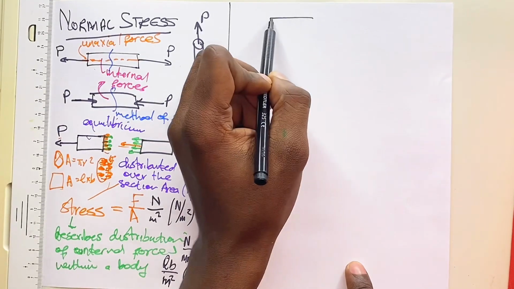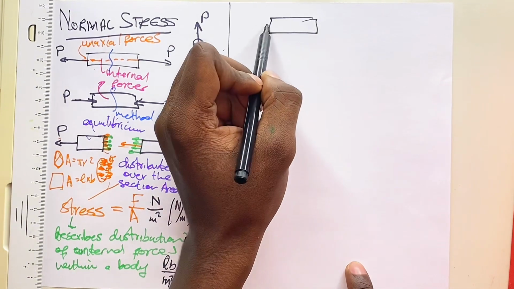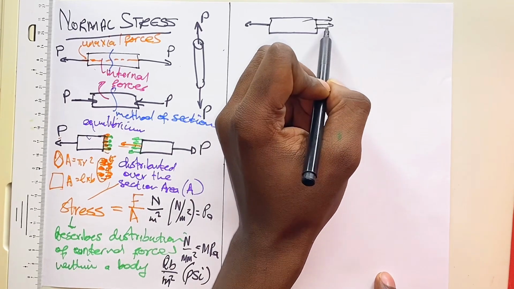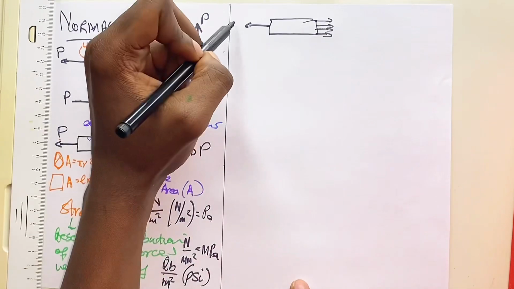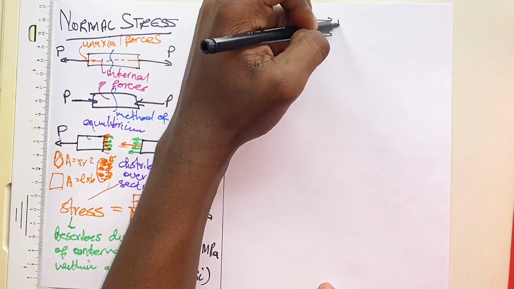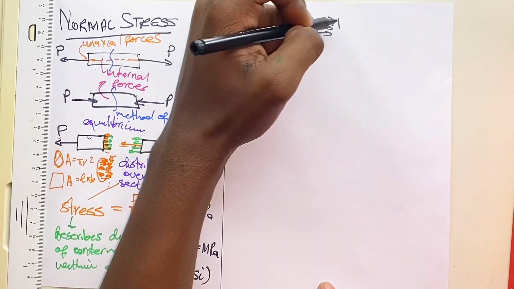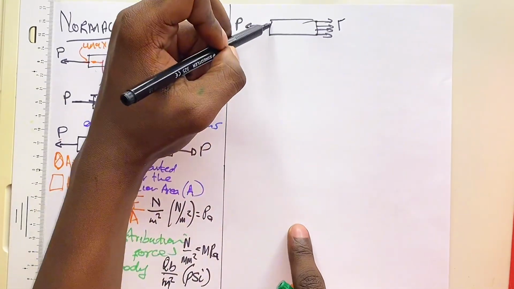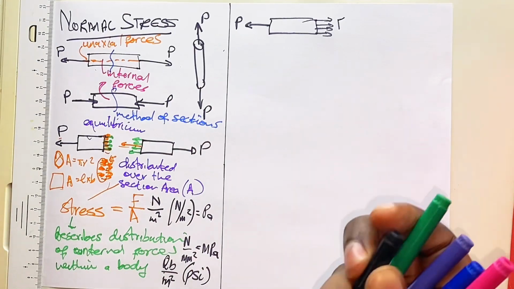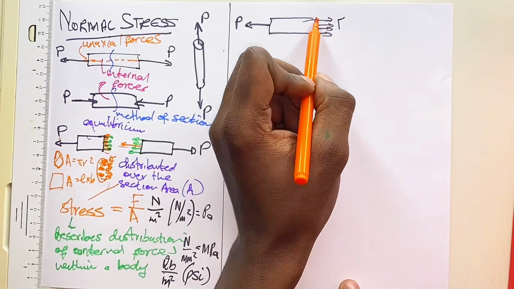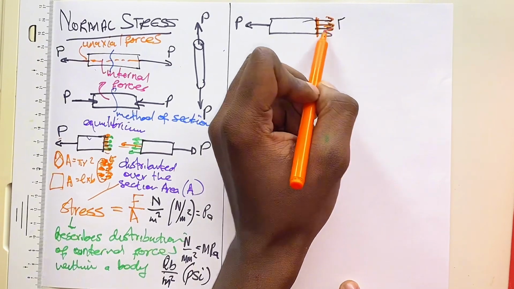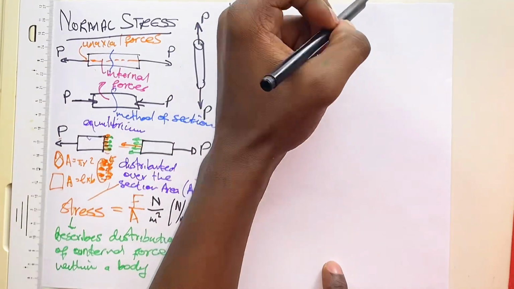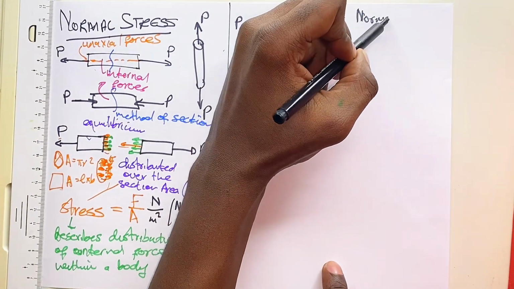Now, so far with our rod here, the forces acting on the rod have been perpendicular to the surface of the rod. If I have P here and some resultant forces inside here, they've been acting perpendicular to the surface. So if you have your surface here, your forces will be perpendicular, at 90 degrees to the surface.